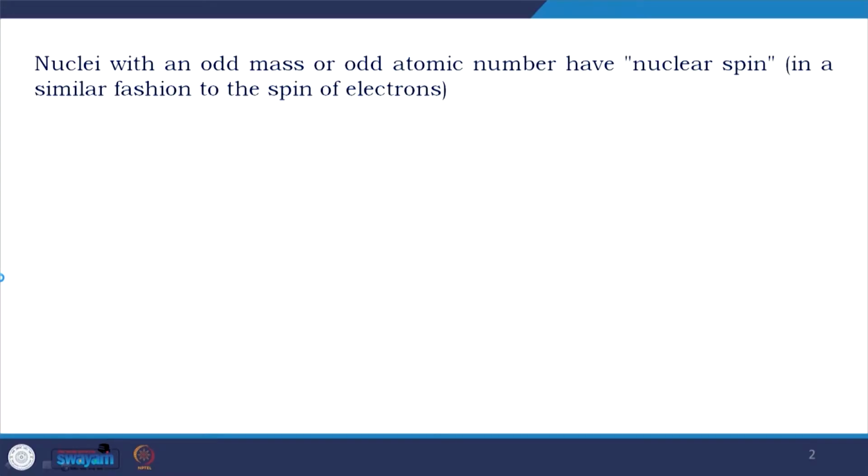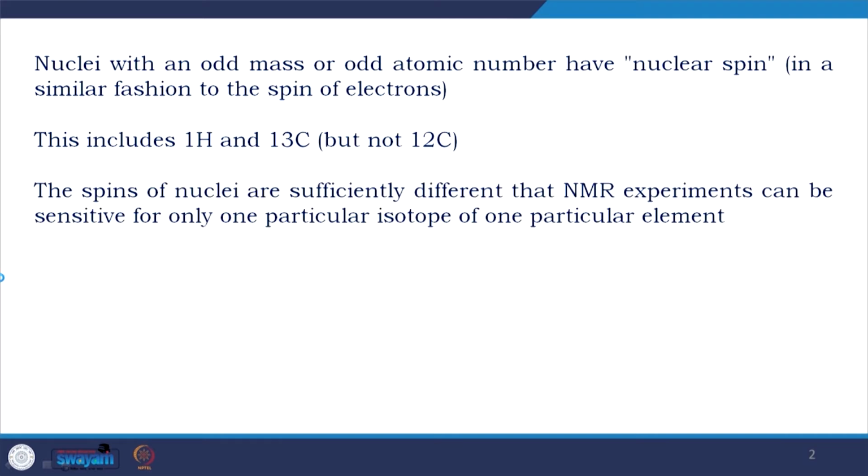So, in NMR, nuclei with an odd mass or odd atomic number have nuclear spin, in a similar fashion to the spin of electrons. This includes 1H, the proton, and 13C, but not 12C. The spins of the nuclei are sufficiently different that NMR experiments can be sensitive to only one particular isotope of one particular element. We talked a little bit about abundance.